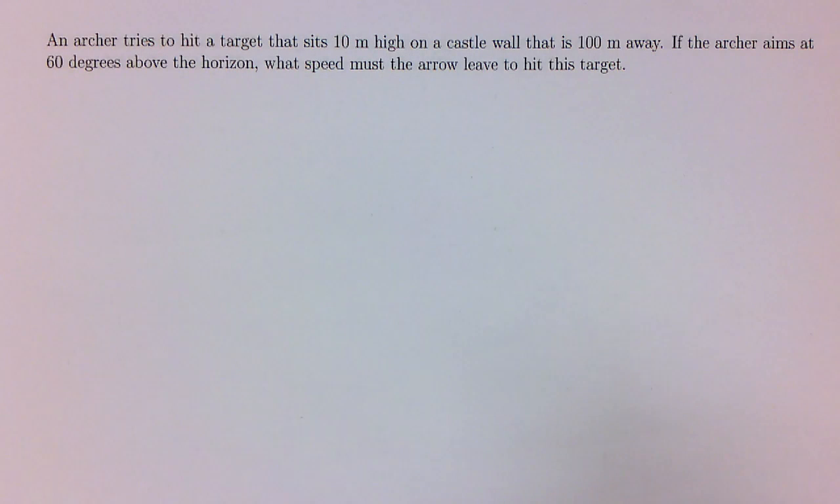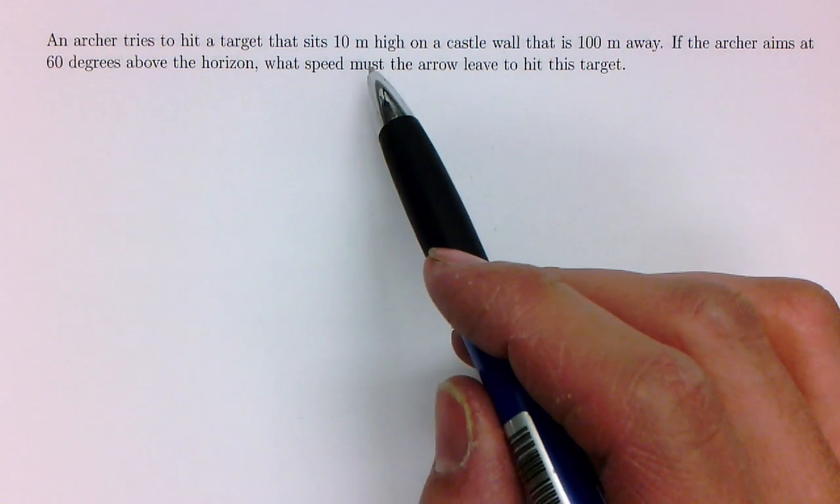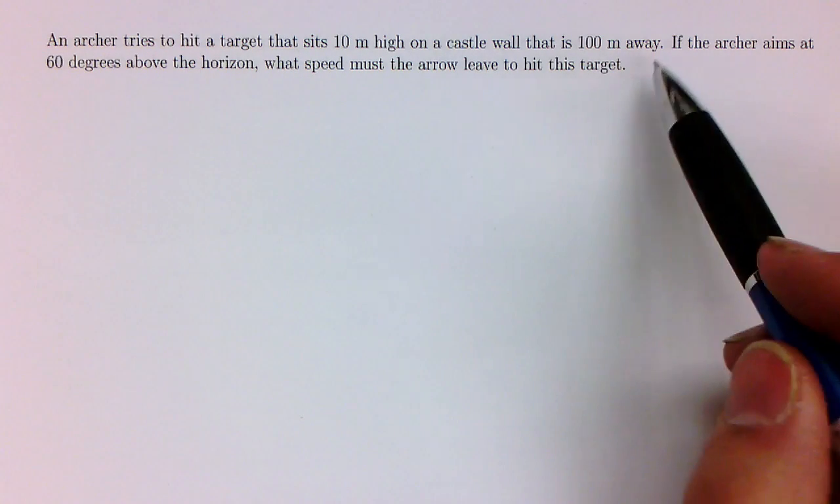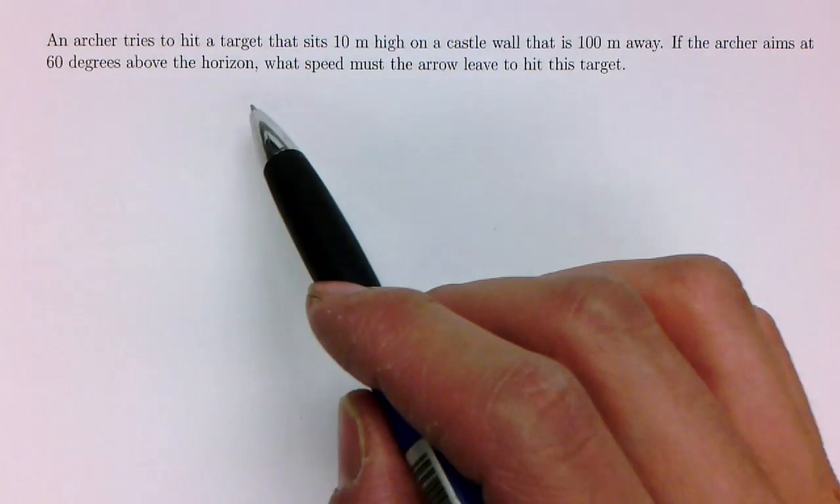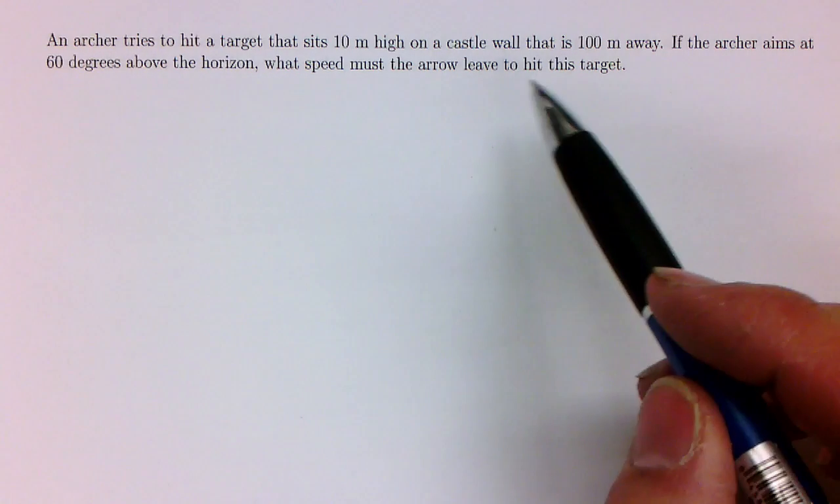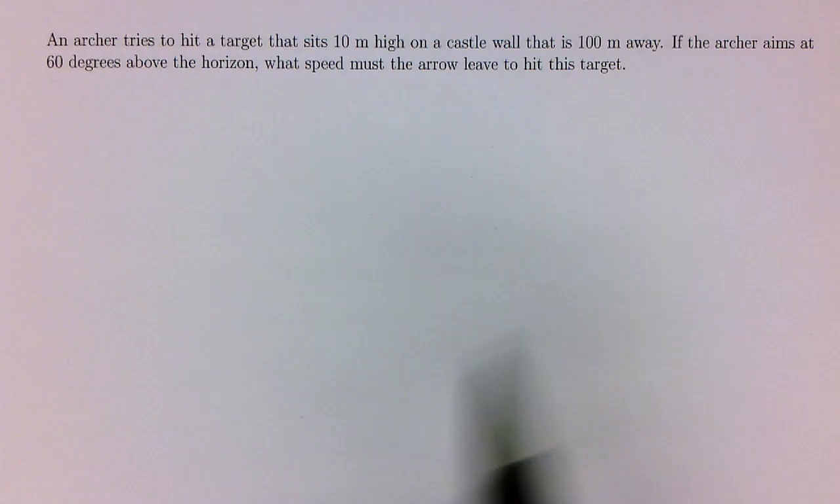In this problem, we consider 2D projectile motion. An archer tries to hit a target that sits 10 meters high on a castle wall that is 100 meters away. If the archer aims at 6 degrees above the horizon, what speed must the arrow leave to hit this target? Well, to begin this problem, let's draw a picture of the situation.